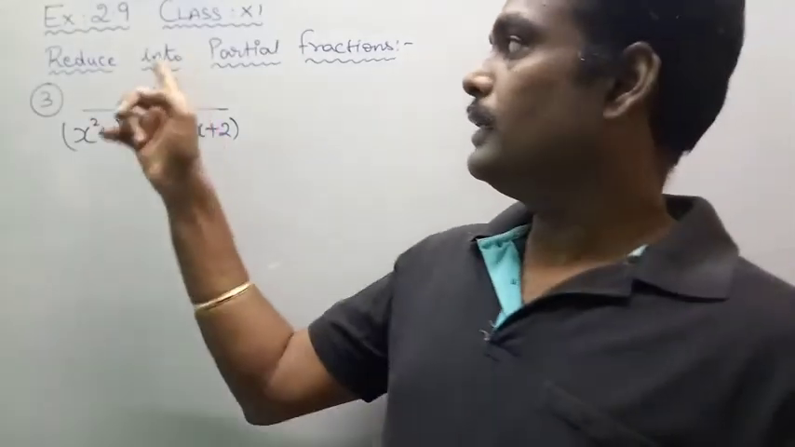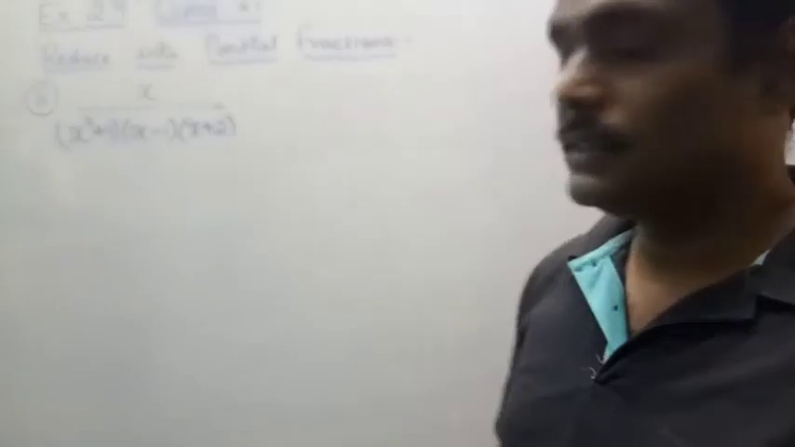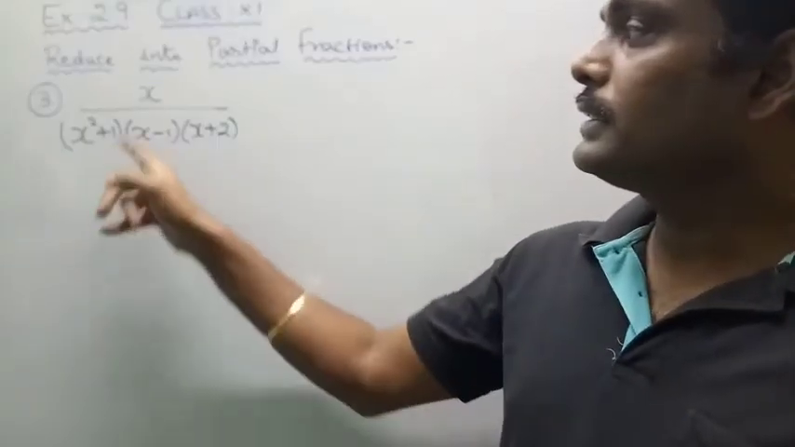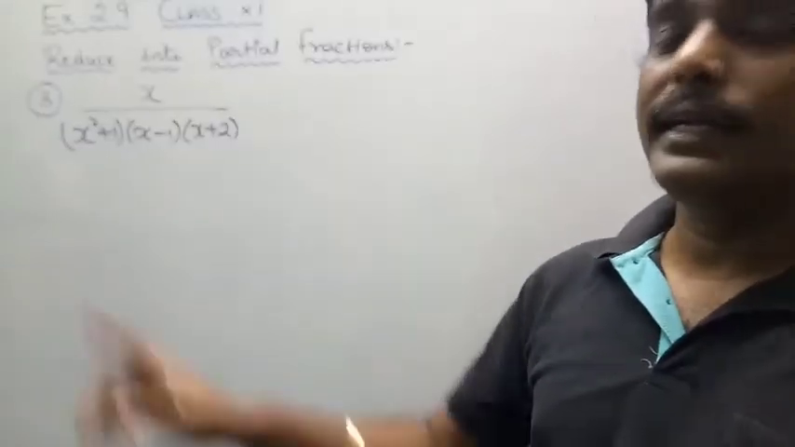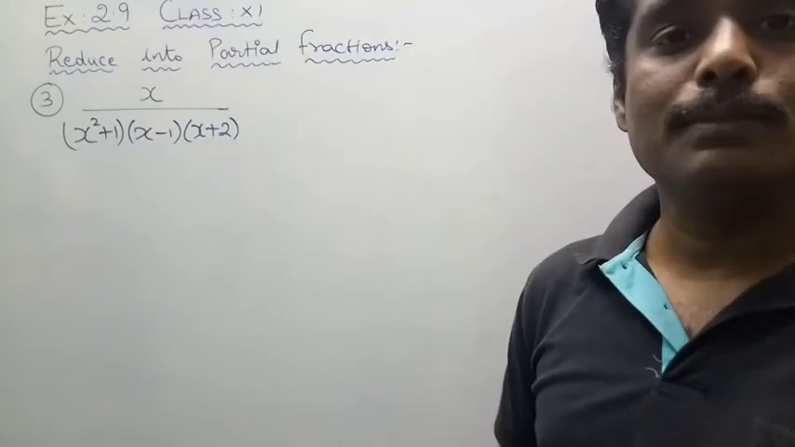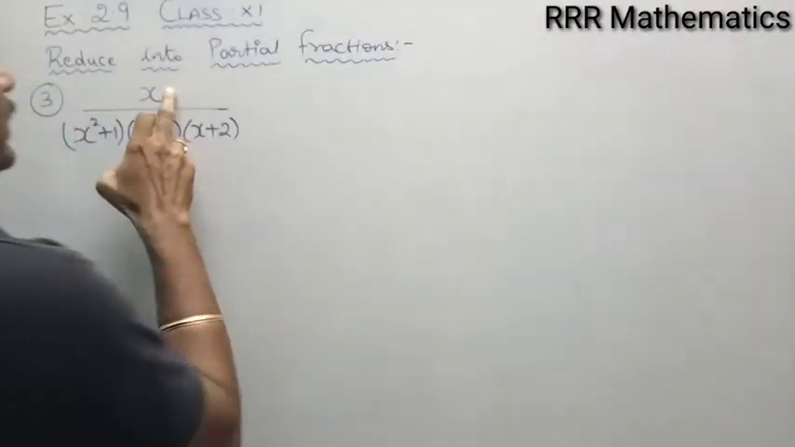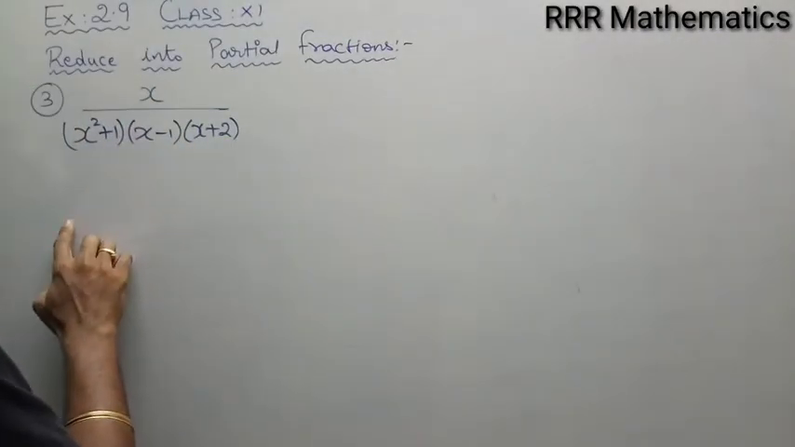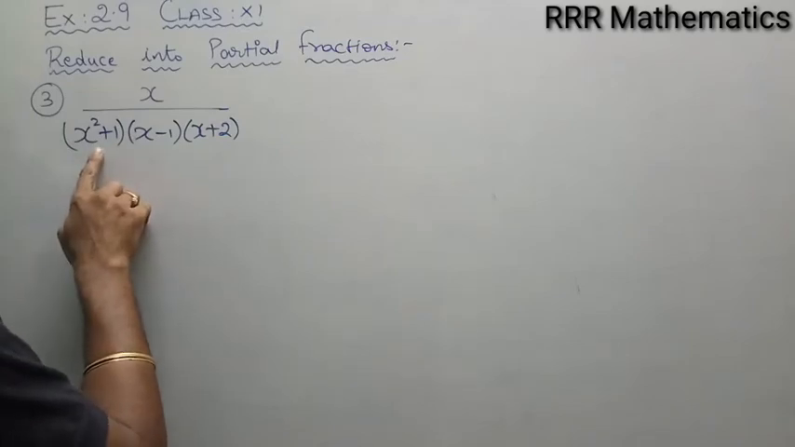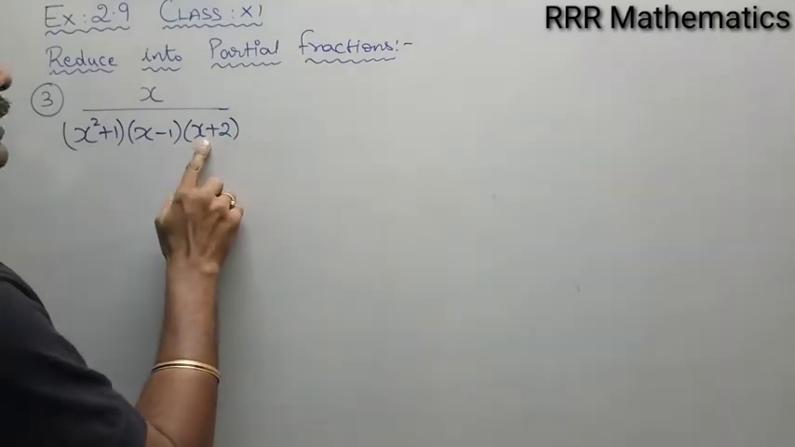Exercise 2.9, we have reduced into partial fractions. Question number 3: we have x divided by (x square plus 1) into (x minus 1) into (x plus 2). We wanted to apply partial fraction here. See, the given fraction whose numerator is x, denominator carries 3 factors: x square plus 1 into x minus 1 into x plus 2.